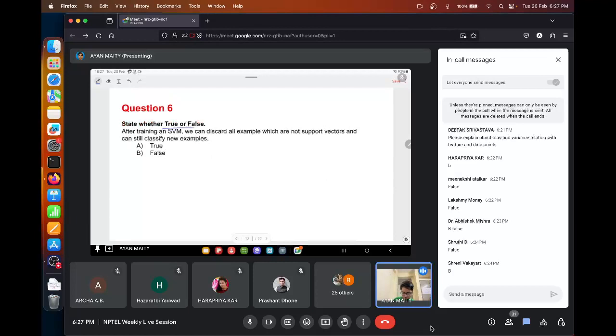State whether true or false. After training an SVM, we discard all the examples which are not support vectors. So basically we only keep the support vectors and discard all the other points which are not support vectors. Can we still classify new examples? If a new example is given, can we still classify the new point?